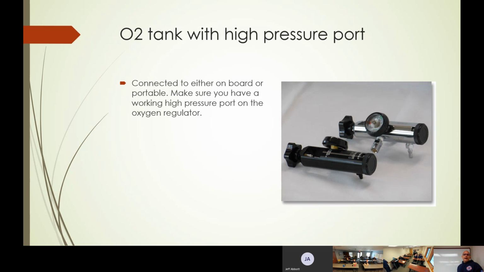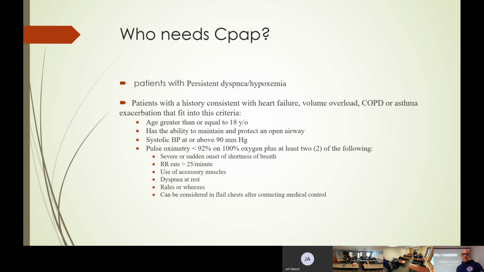All right. So you also have an O2 tank with a high pressure port connected to either the onboard or portable. Make sure you have a working high pressure port on the oxygen regulator. Again, yesterday they said if you're in the ambulance and they have you hook it up to the onboard, you have to remove the Christmas tree and thread the valve directly into the threaded port. That's going to give you the high pressure on the onboard oxygen on the medic. So again, just please be familiar with those things.